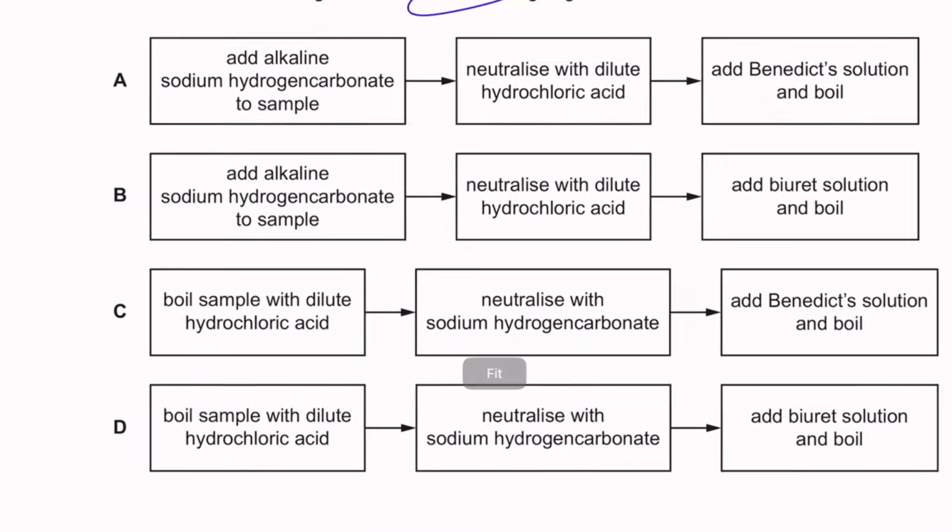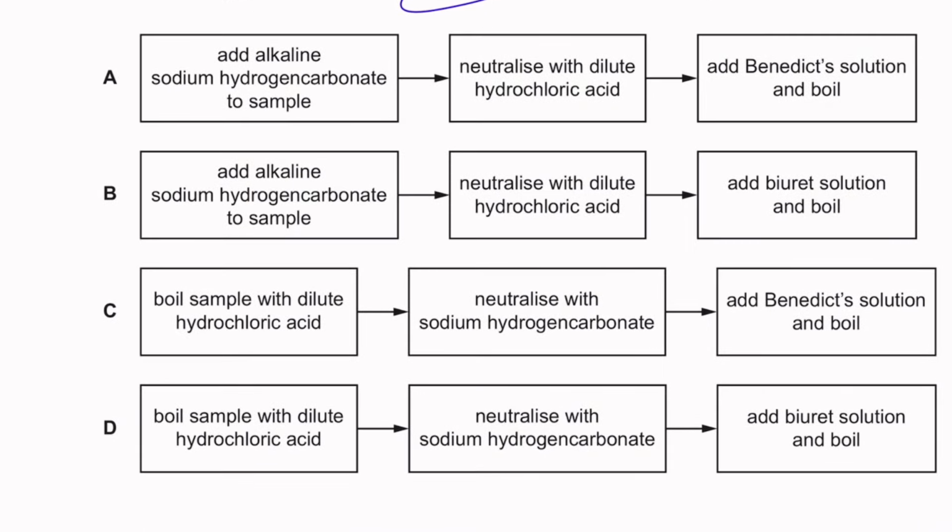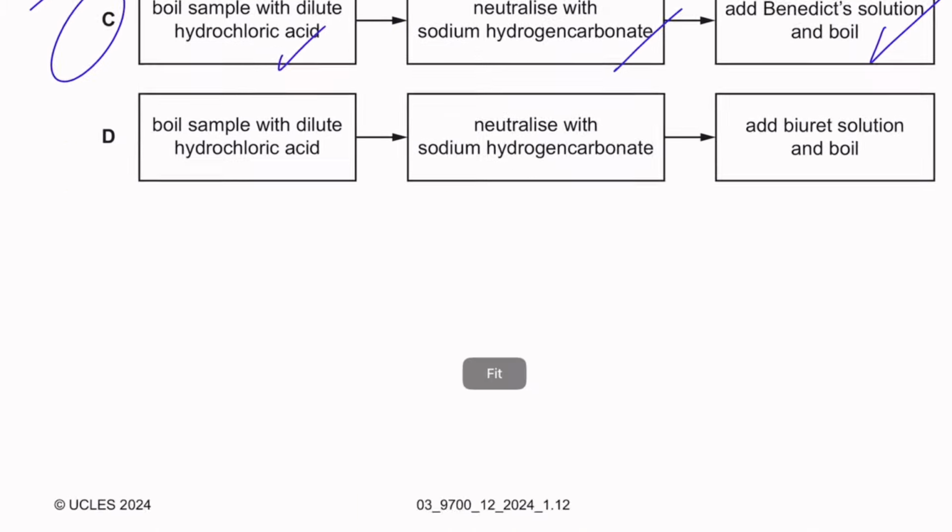And so we have, let's see the options. Boil a sample, add alkaline sodium hydrogen carbonate to sample, neutralize with dilute hydrochloric acid, add benzoic. Okay, that does not make sense. Why are you adding a base in the beginning? We hydrolyze in the presence of an acid. Okay, so this is wrong. Add alkaline sodium hydrogen carbonate, again, wrong. Boil sample with dilute hydrochloric acid, okay. Then you neutralize the hydrochloric acid so it does not affect the Benedict's solution, yes. Add Benedict's solution and boil, let's see.